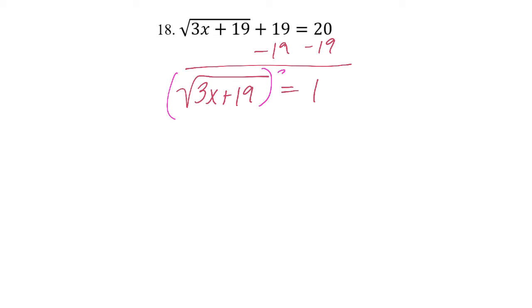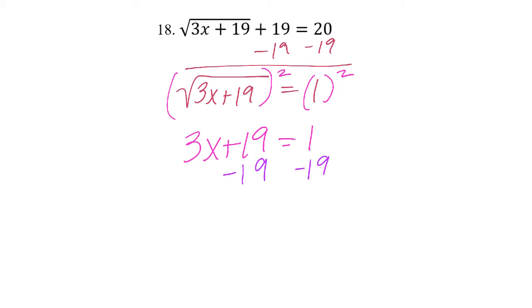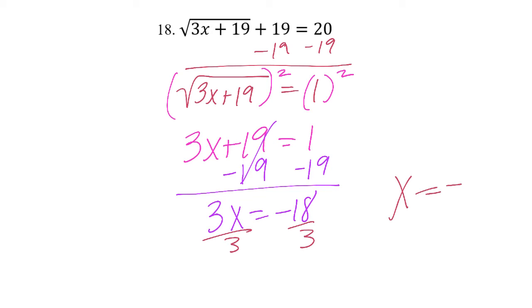Then we need to square both sides to get rid of that radical. So 3x plus 19 equals 1. Then we need to solve for x. Remember, reverse PEMDAS. So minus 19 on each side. 3x equals negative 18. Divide by 3. So x equals negative 6.